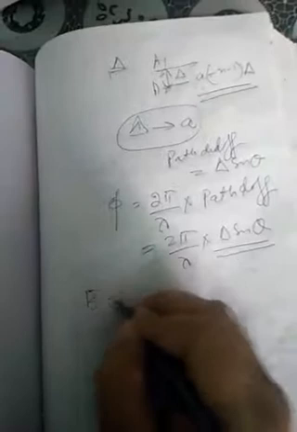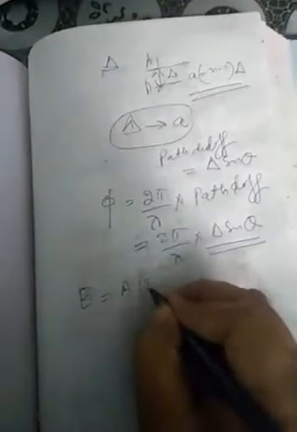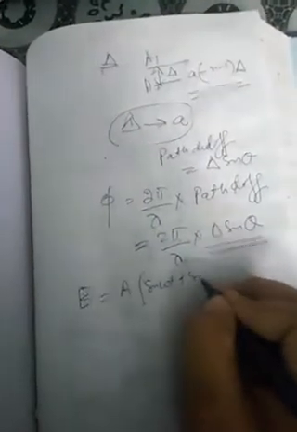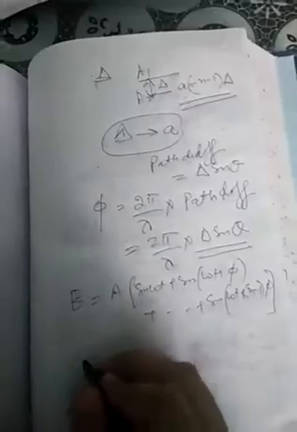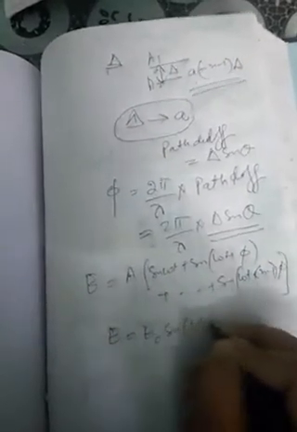Now the resultant amplitude is formed by the sum of all the different sources. Let the initial source be a sine of omega t. The second is a sine of omega t plus phi, and so on up to a sine of omega t plus n minus 1 into phi. Now to evaluate that, let us write it as E is equal to E naught sine of omega t plus beta.